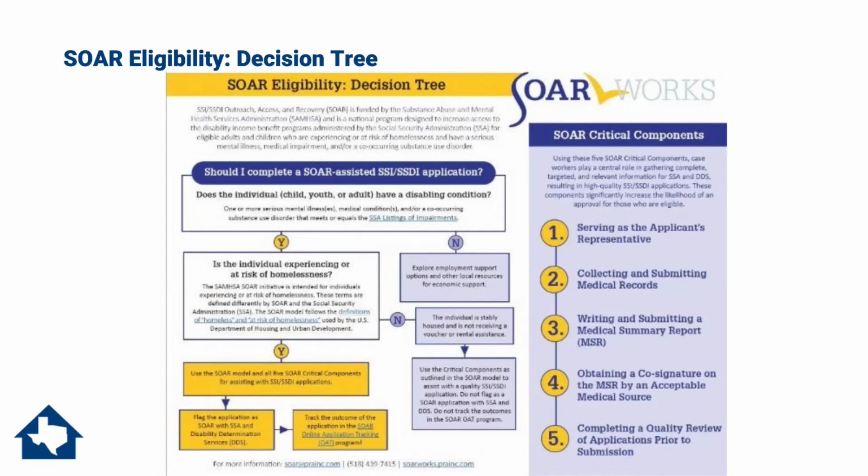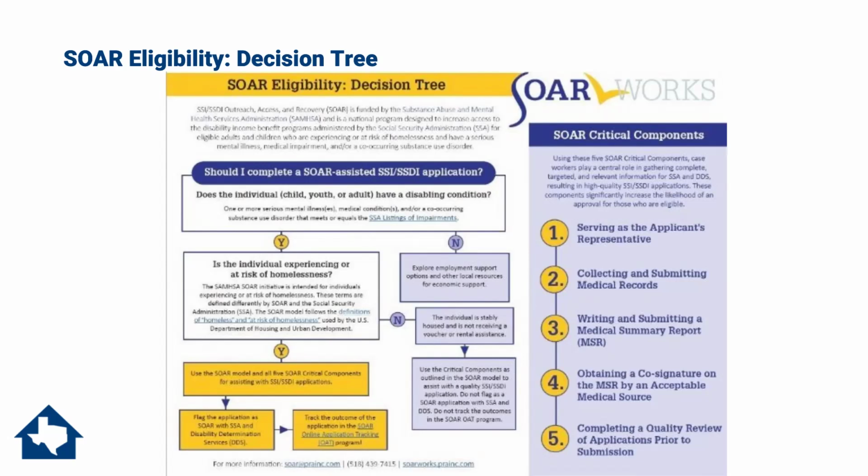And if they don't have any of that, use the critical components as outlined in the SOAR model to assist with a quality SSI application, but you wouldn't flag it as SOAR because you would not be doing the full process. It would just be considered a standard disability application. You would help them complete it, but that would be about the end of the support provided, compared to what the SOAR model would do. If the answer is a yes, then you would use the SOAR model and use all five critical components for assisting the application.